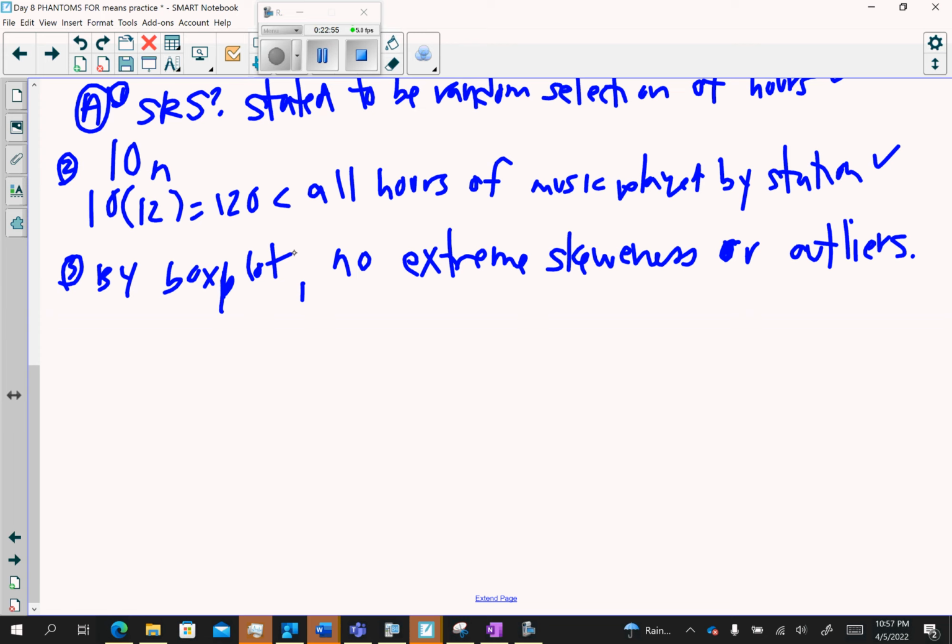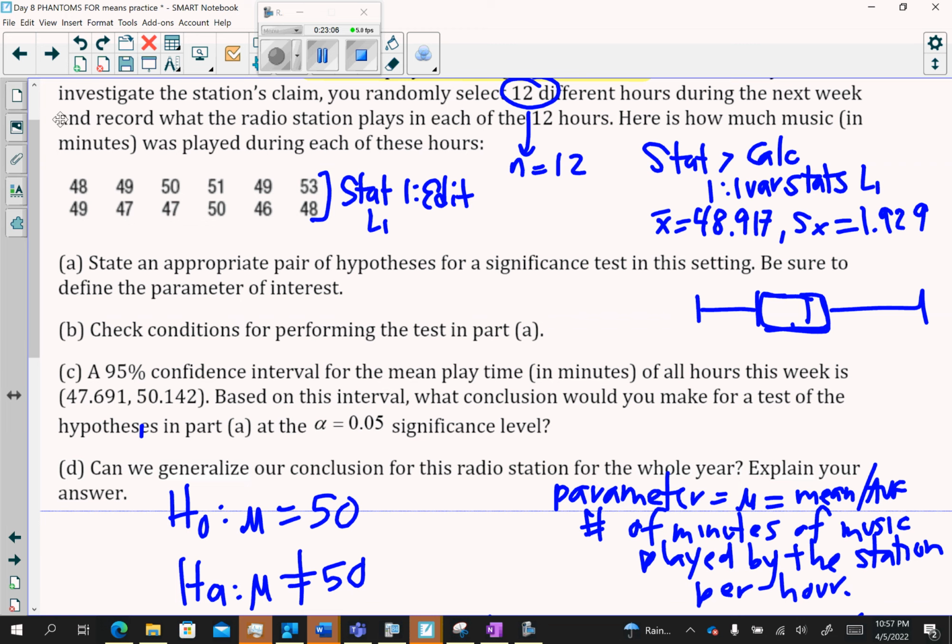But now this is a little different because it doesn't just ask you to find the test statistic, which we can do, and maybe I'll do that at the end. I want to go to part C real quick and see what it says here. It says a 95% confidence interval for the mean was performed, and we ended up getting this interval here. So let me highlight this interval.